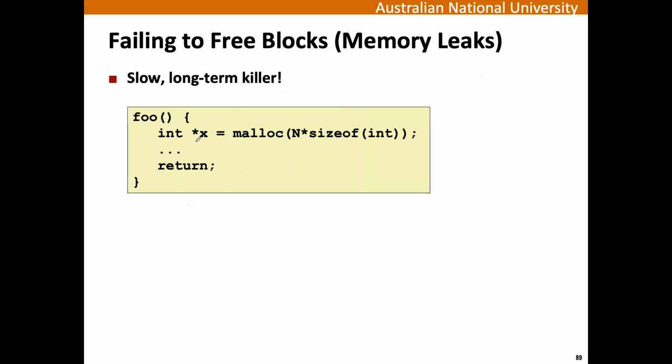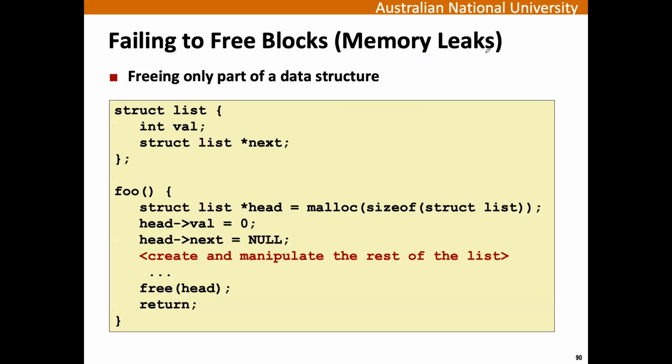Here, you allocate something using malloc and you never free. And this is a memory leak. This is a long-term killer. If foo is called millions of times in a day, then your entire memory is full of this X, and the allocator doesn't know what to free because the programmer is not calling free.